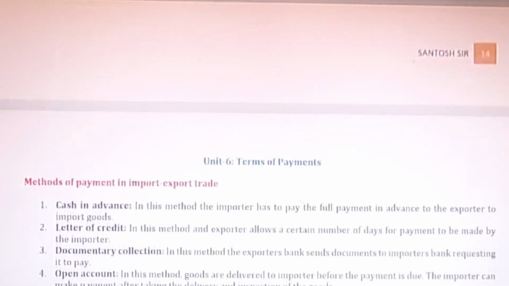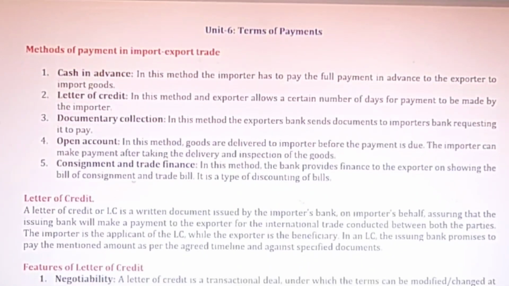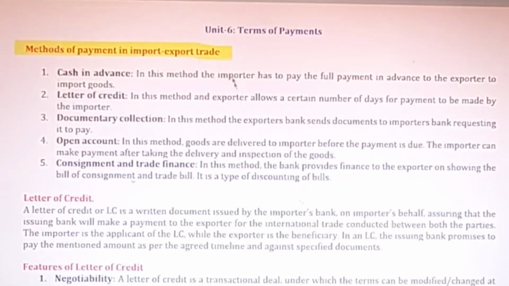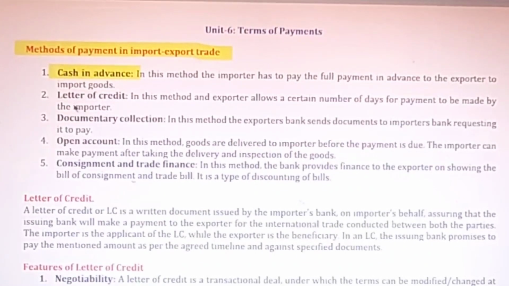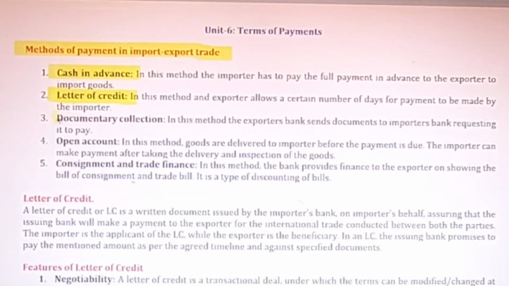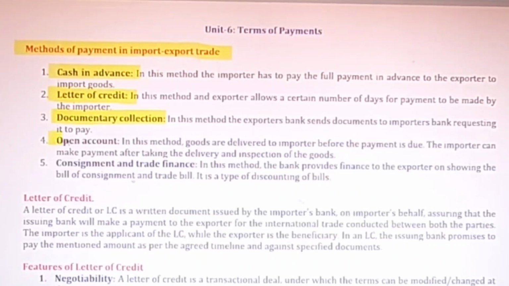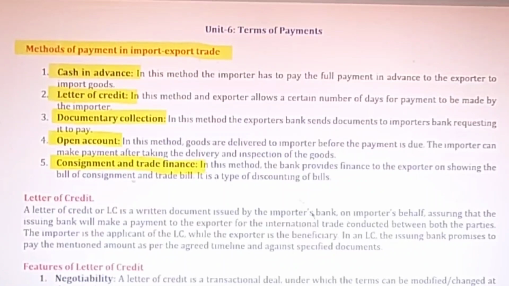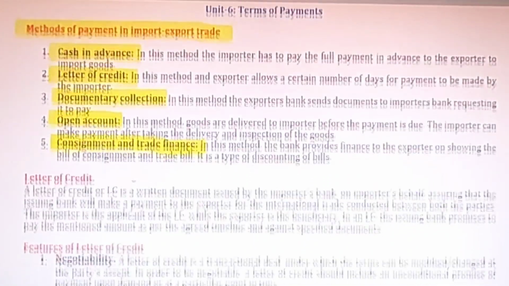Okay. The next unit is terms of payment. These are the methods of payment in import-export trade. I have written here 5 methods. First is advance, a simple method: you take the advance payment and then you dispatch the goods. Second one is through letter of credit, LOC. Third one, documentary collection. Then there is a facility of open account through which payments can be made or received. Then consignment and trade finance. So these are the basic 5 methods.